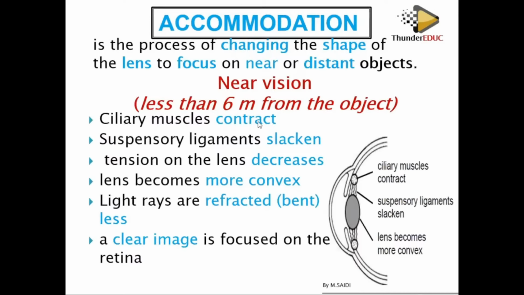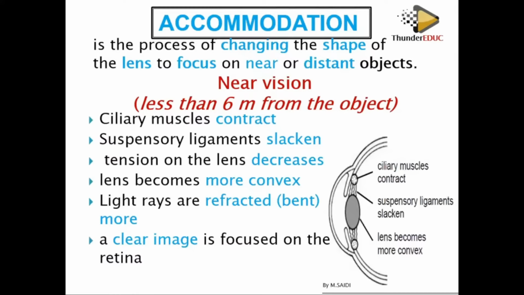So the ciliary muscles will contract. When the ciliary muscles contract, then the suspensory ligament must slacken, because they work in the opposite way. It means that they must become loose. And because they are loosened, the tension on the lens has decreased. The lens becomes more convex. It means that light rays are refracted more because it is coming from a big or nearby object, so it looks big. So light rays are refracted more, and then a clear image is focused on the retina. Let me give you an example.